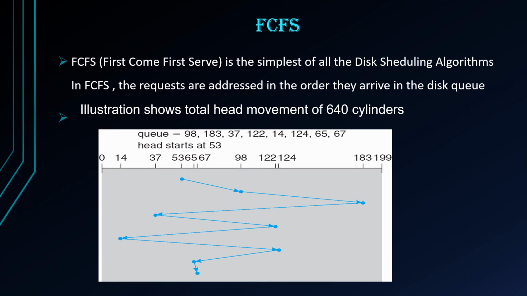FCFS. What is meant by FCFS? First come, first serve. We know that. It is the simplest of all disk scheduling algorithms. In FCFS, the requests are addressed in the order they arrive in the disk queue. The illustration shows a total head movement of 640 cylinders. Here the picture shows the queue 98, 183, 37, 122, 14, 124, 65 and 67, and the head starts at 53. So the head starts at 53 and then it moves to 98 and then to 183, because the queue is like that.